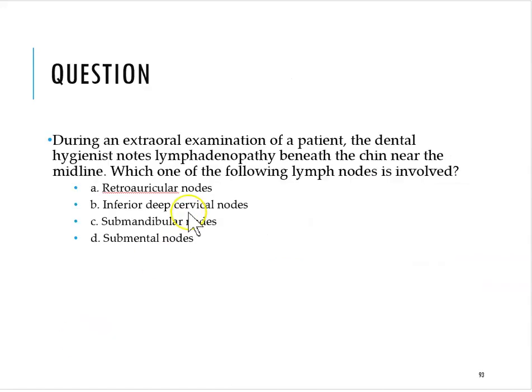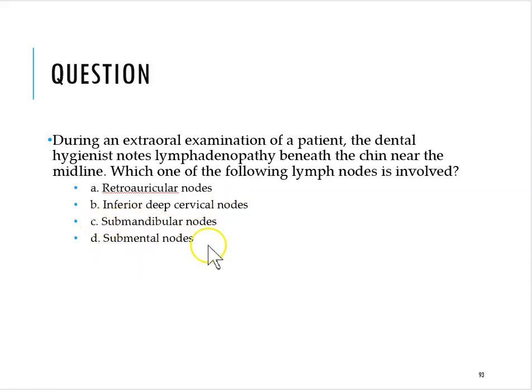So let's say this was a question you got on your board exam. During an extraoral examination of a patient, the dental hygienist notes, okay, so this word is lymphadenopathy. I'm struggling too. Lymphadenopathy, and this basically means abnormal swelling of the lymph nodes. And so if you see this abnormal swelling of the lymph just beneath the chin near the midline, which lymph nodes do you think is involved? Retroauricular node, inferior deep cervical nodes, submandibular nodes, or submental?